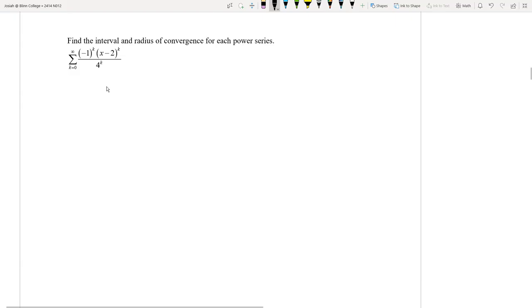So we look at another one here. This one, we see the x minus 2 to the k. That means that we have a center at 2, which means guaranteed this guy would converge when x is equal to 2. And so we just want to find out, is there more?